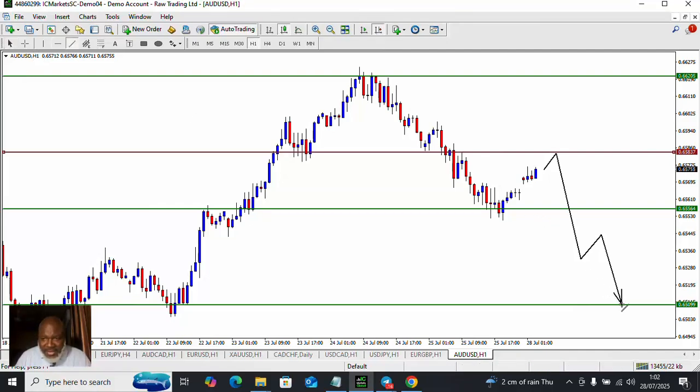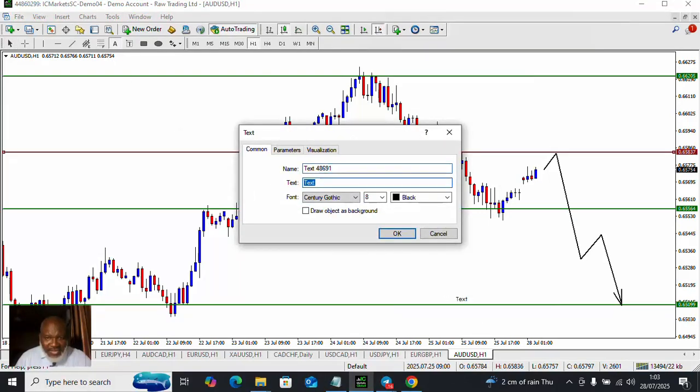So let's mark it up appropriately. So this is the markup. Okay, guys. So that is the markup. And for me, that level is my support level. It's my support key level. Let's make this 12. Okay.